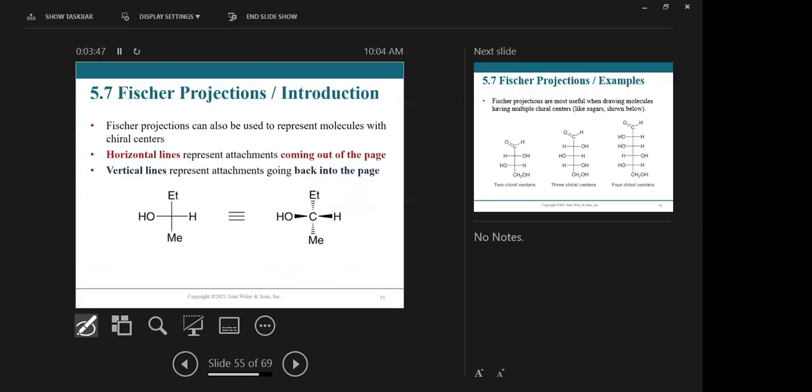Fischer projections can also be used to represent molecules with chiral centers. Here you see the chiral center right here. Horizontal lines represent bonds coming out. So this is the horizontal line right here, and it's coming out, and that's why they depict it right here. See that solid wedge? It's coming out of the screen. And then the dash wedge means it's going into the screen. So the vertical lines are going back into the page or into the screen.